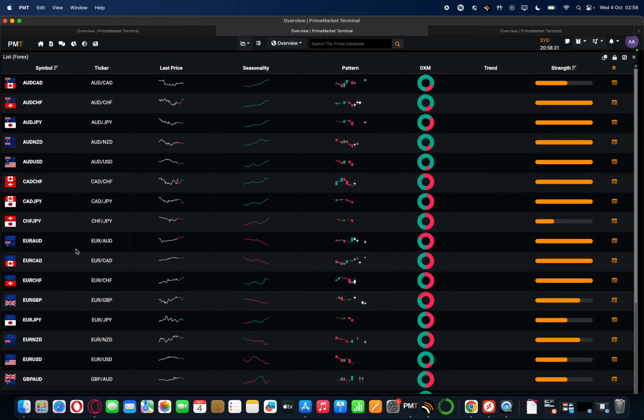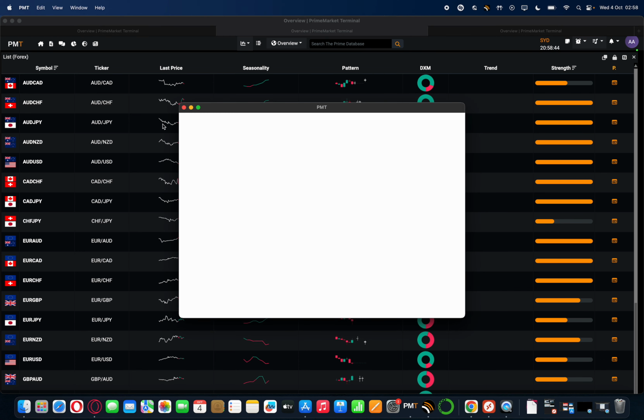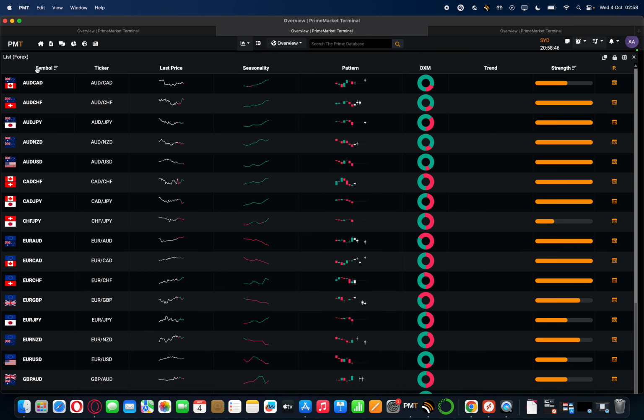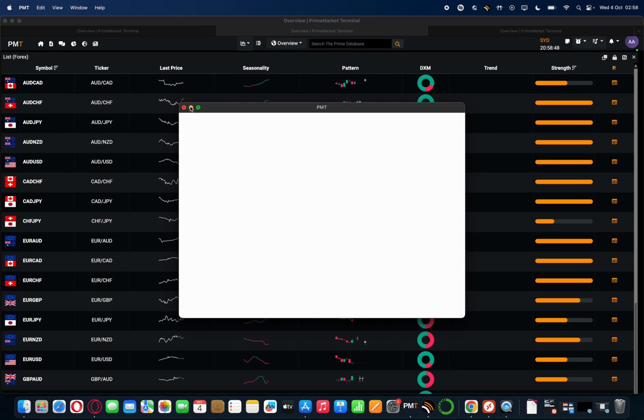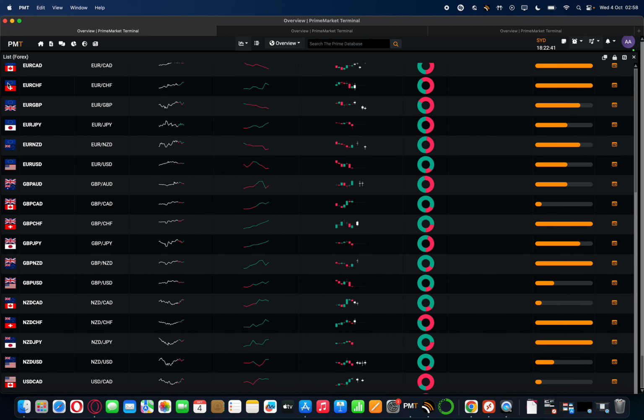Now you can see the list of currency pairs we have here, 25 currency pairs in total, and I can just choose one randomly. Let's choose AUDCAD, which is the first one on the list. Let me see, hold on, AUDCAD.